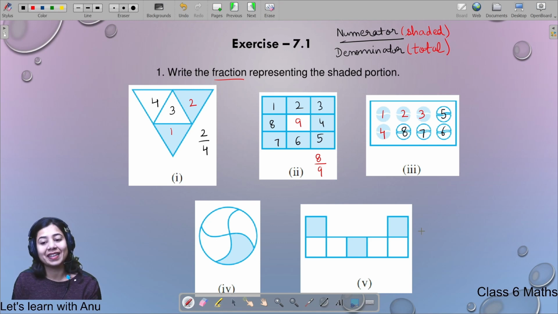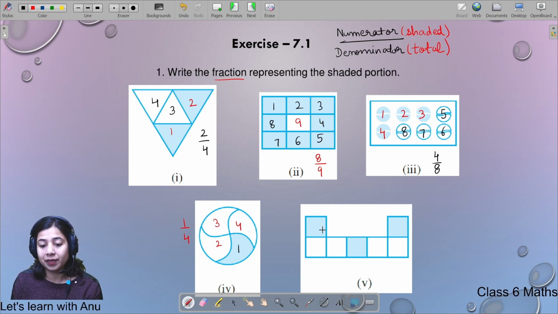So total are 8. So fraction becomes 4 by 8. I think quite easy class. Now here we have 1 shaded. Total are 2, 3 and 4. So the fraction for this becomes 1 by 4. I think it's clear class.